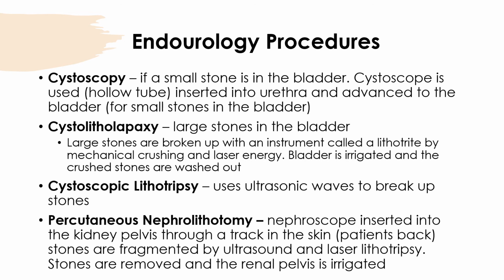Then there's the cystolithoplasty, and this is for larger stones in the bladder. And again, a cystoscope is used. It's inserted into the urethra, advanced through the bladder, and the larger stones are actually broken up with an instrument called a lithotrite. So it's a mechanical crushing and laser energy. And afterwards, the bladder is irrigated, and the crushed stones and whatnot are flushed out and voided out.